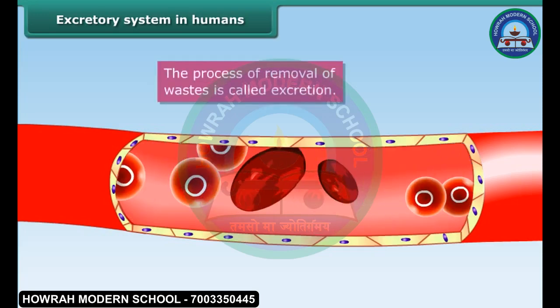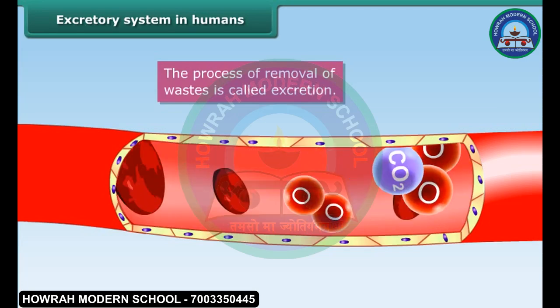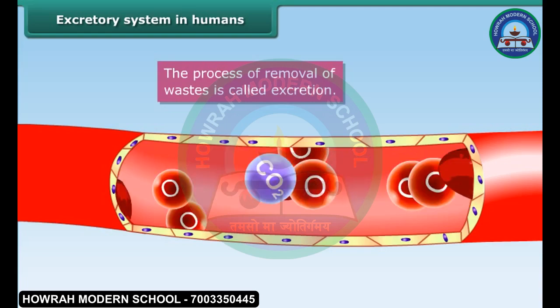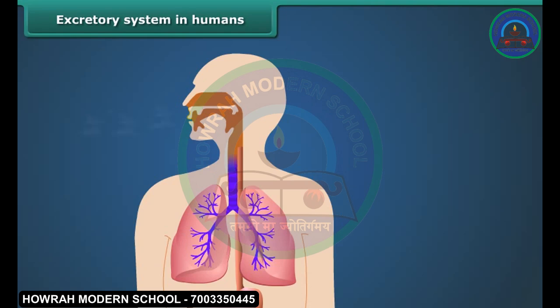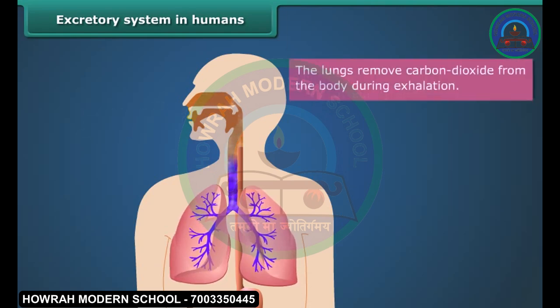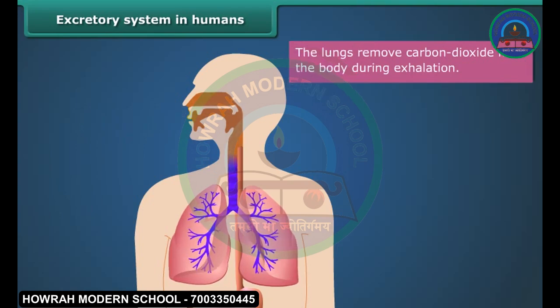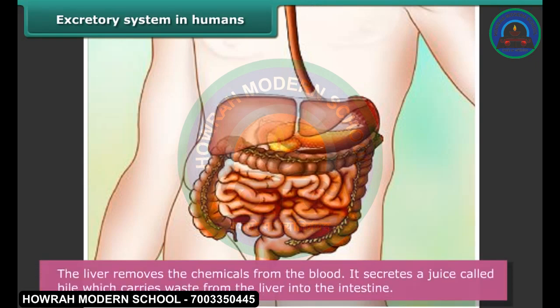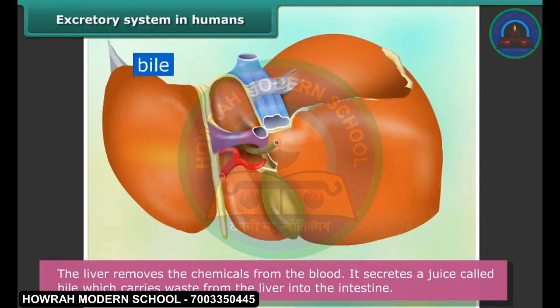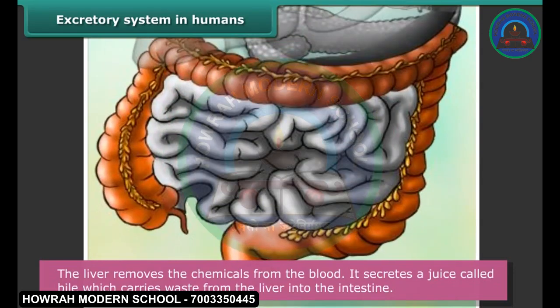The process of removal of wastes resulting from metabolism is called excretion. Excretion takes place through the lungs, skin, liver and kidneys. The lungs remove carbon dioxide from the body during exhalation. The skin removes excess water, salt, urea and uric acid from the body in the form of sweat. The liver removes the chemicals from the blood. It secretes a juice called bile, which carries waste from the liver into the intestine.